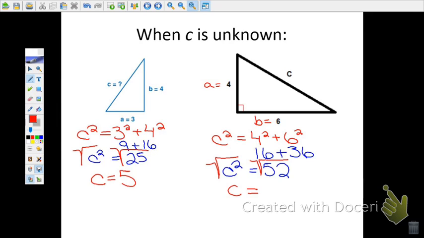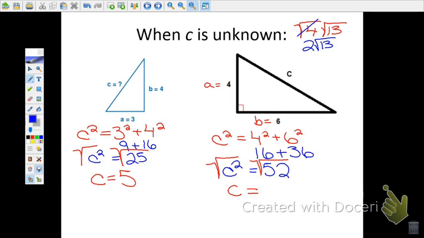If you want to use the perfect square method, you have to know your perfect squares. 4 is a perfect square. 4 times what is 52? 13. 4 times 13 is 52. The square root of 4 is what? 2. Square root of 13. Is there a perfect square that goes into 13? No. So 2 square root of 13 is the answer.